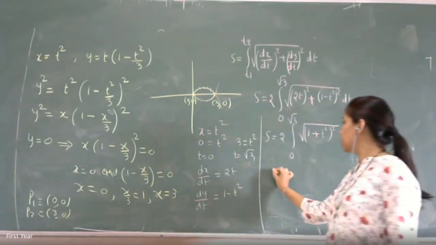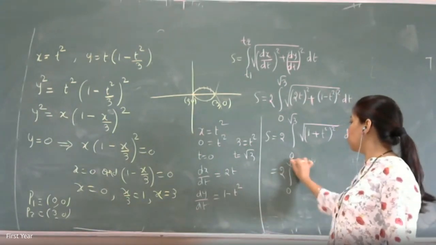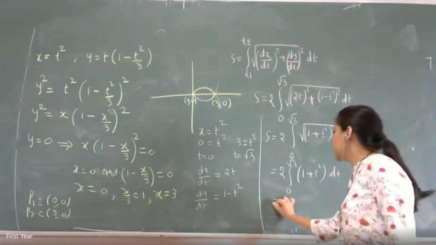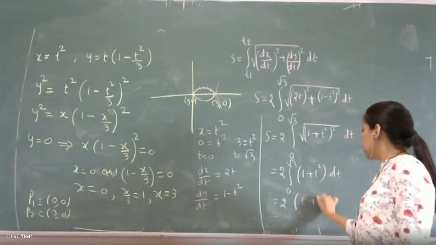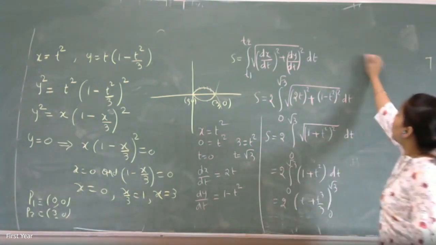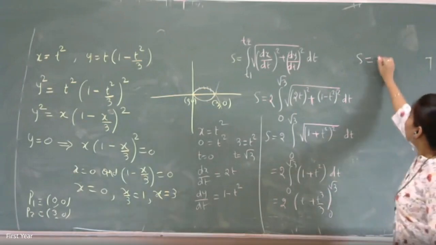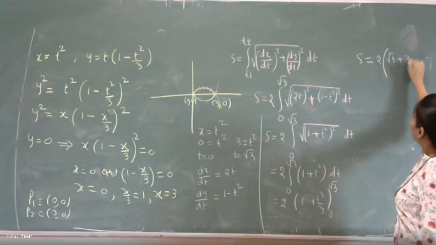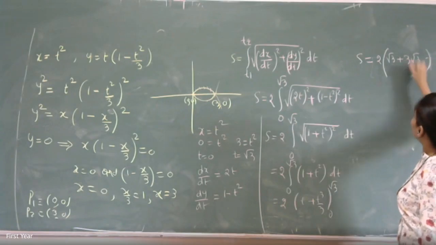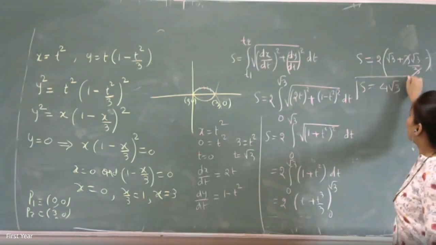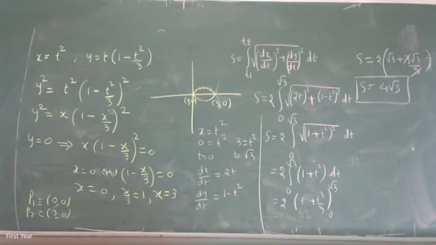Okay, and then do the integration. This is 2 times integration 0 to root 3 of 1 plus t square, the square root and square will go away. Do the integration: 2 into (t plus t cube by 3) from 0 to root 3, and that will be the answer of s, equal to 2 into brackets (root 3 plus 3 root 3 by 3). So 3 cancels. 2 root 3, so it is 4 root 3. Your arc length of that entire loop is 4 root 3. Clear?